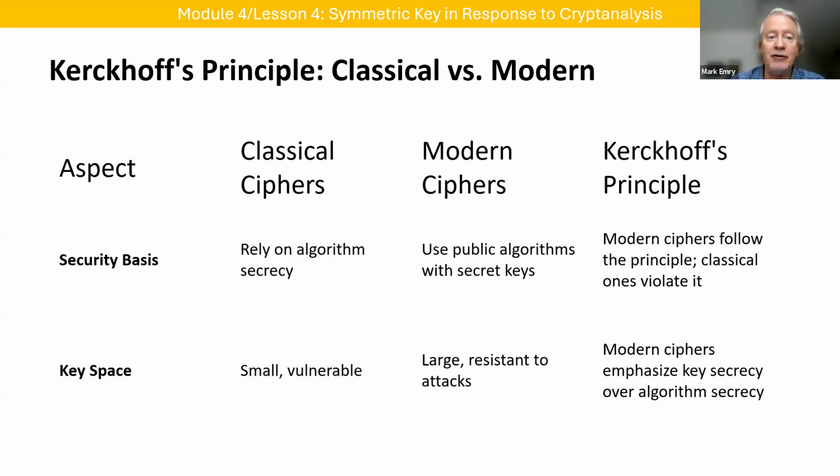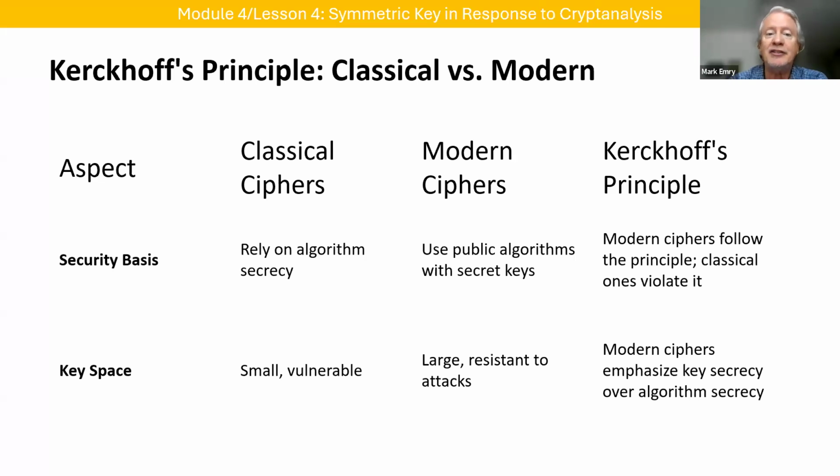Relating this to what we just talked about, on the basis of security and algorithms, Kirchhoff's principle states that classical ciphers violate it by relying on algorithm secrecy. Modern ciphers follow the principle where the algorithm is public, but the key is kept secret. In regards to key space and cryptanalysis, modern ciphers adhere to Kirchhoff's principle by designing large key spaces. We'll speak about that in a little bit. This makes the secrecy of the key more important than the algorithm itself.